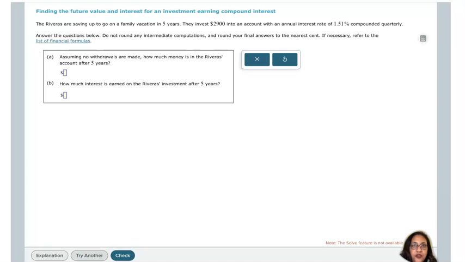So in your mind, you should already have an intuition about how that percent is going to be changed to a decimal. And it's compounded quarterly. So assuming no withdrawals are made, how much money is in the Rivera's account after 5 years, and how much interest is earned on the Rivera's investment after 5 years? I'm going to give you a chance to pause the video and give it a try.